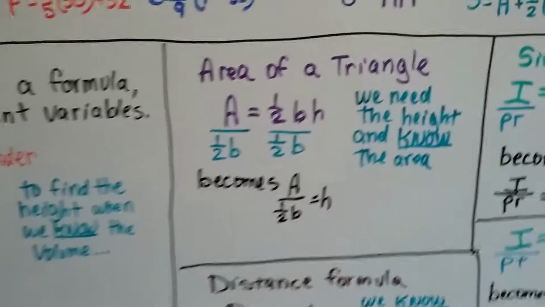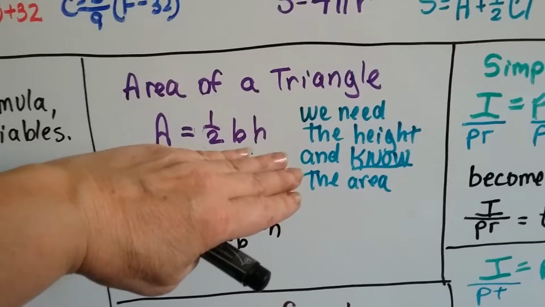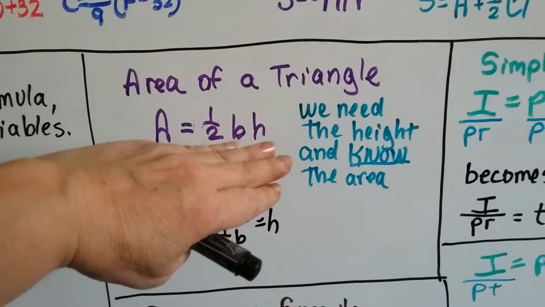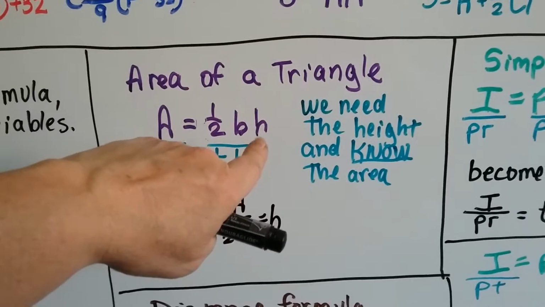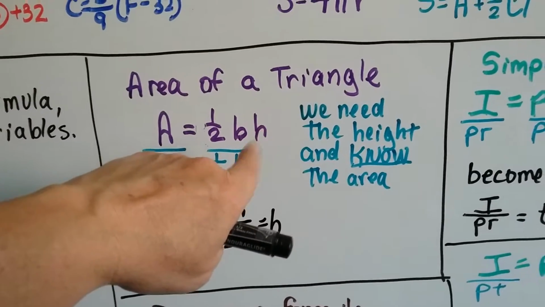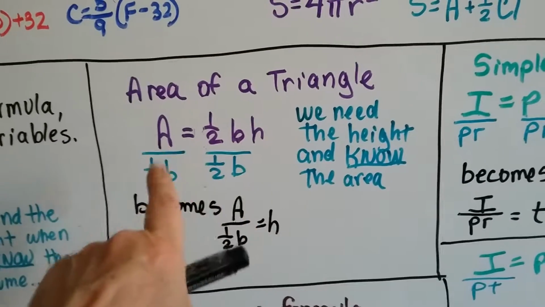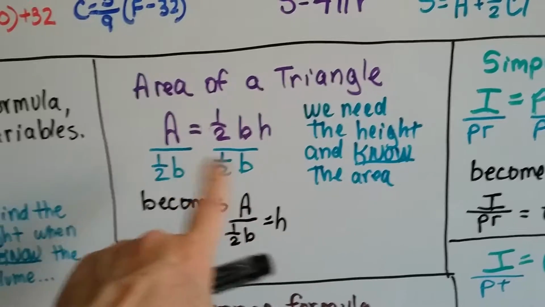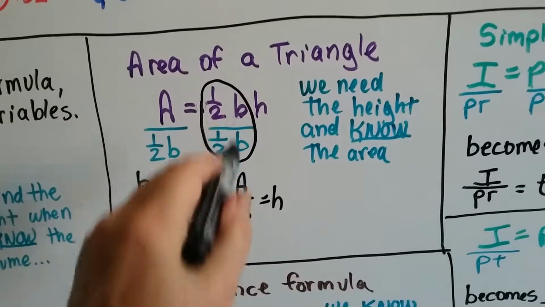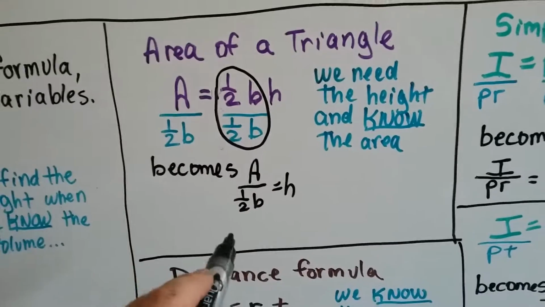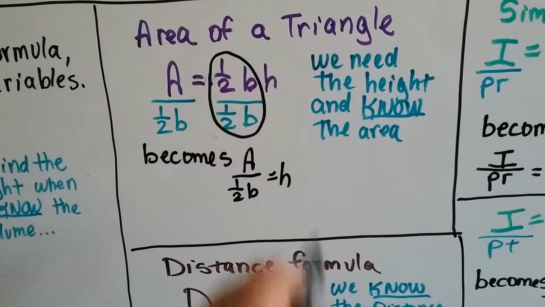All right, what about the area of a triangle? So here's our formula. The area equals half of the base times the height. Well, what if we need the height and we know what the area is? If we need this height, we need to get this h by itself next to that equal sign. And who's in the way? The half and the b. So we divide both sides of the equal sign by the half and the b. And you know what happens? We get a 1, and we can discard this. So now our formula becomes the area divided by half of the base equals the height. See? Now we can solve for the height.